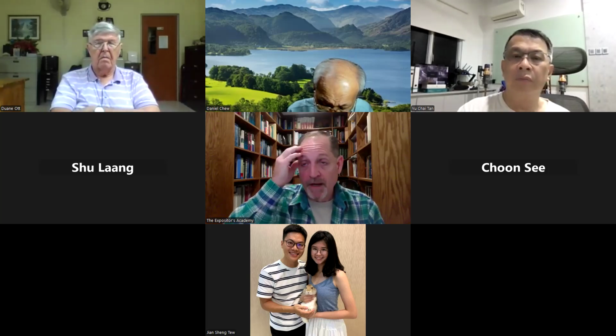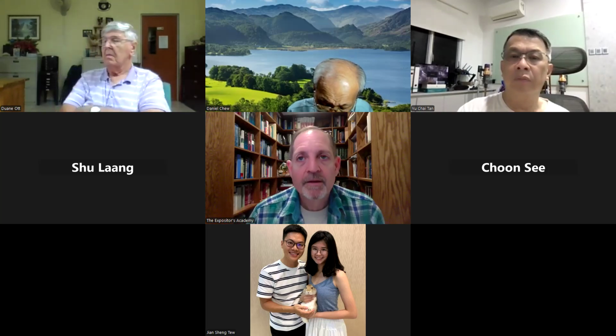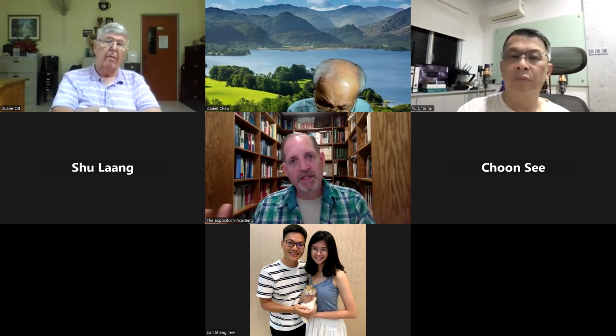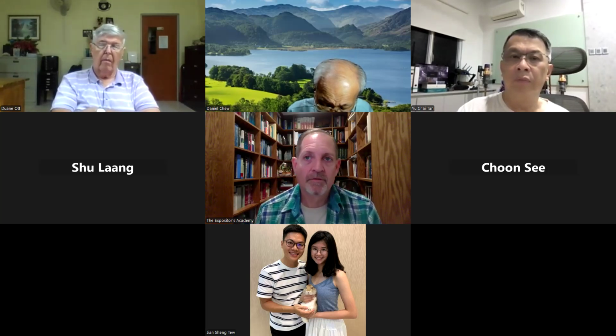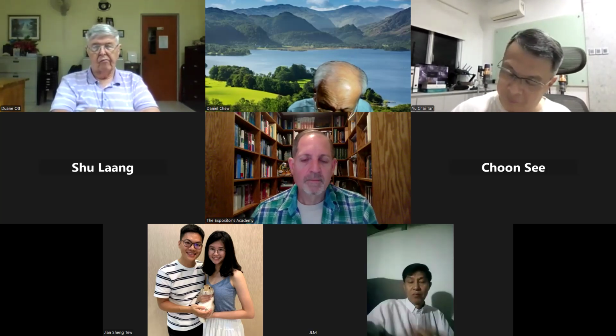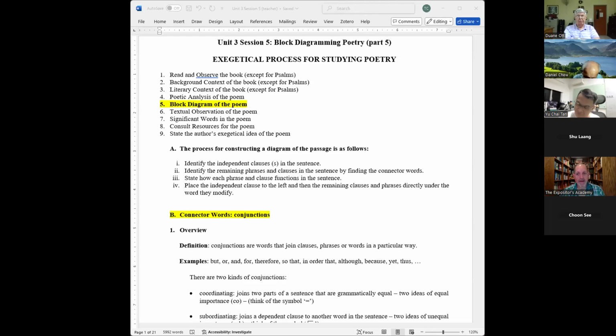And so a diagram is very helpful because it can help us see the key connections between the various phrases and clauses within the text. So we want to remind ourselves of the principles, especially the grammatical principles, that help us to understand how these phrases and clauses connect.